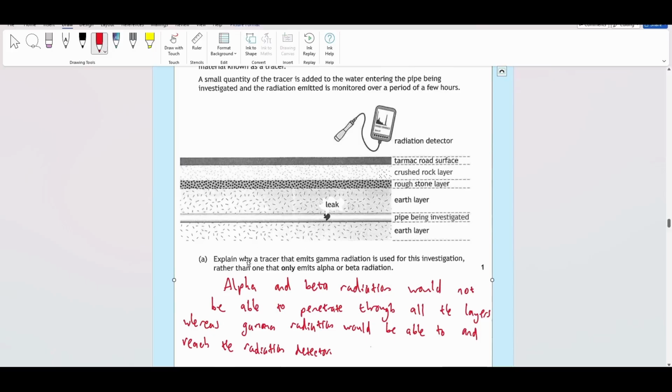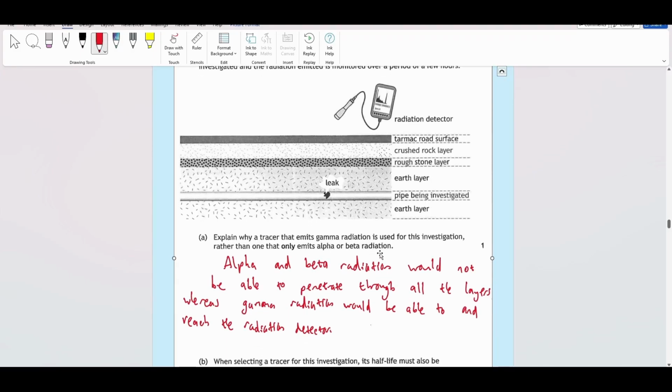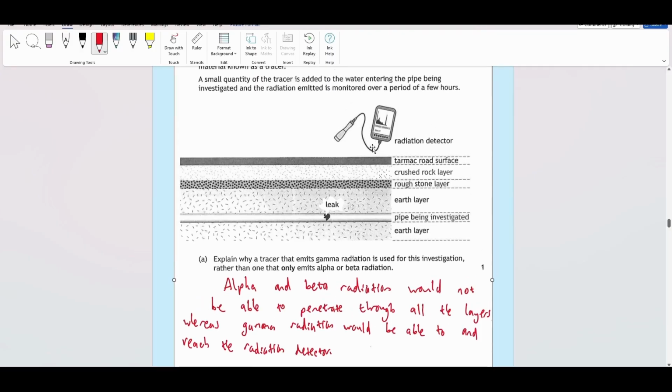So for 14A, we need to explain why a tracer that emits gamma radiation is used for this investigation rather than one that only emits alpha or beta radiation. So I've written alpha and beta radiation would not be able to penetrate through all the layers as alpha and beta radiation are easily absorbed by these thick layers over here, whereas gamma radiation would be able to and reach the radiation detector up here.